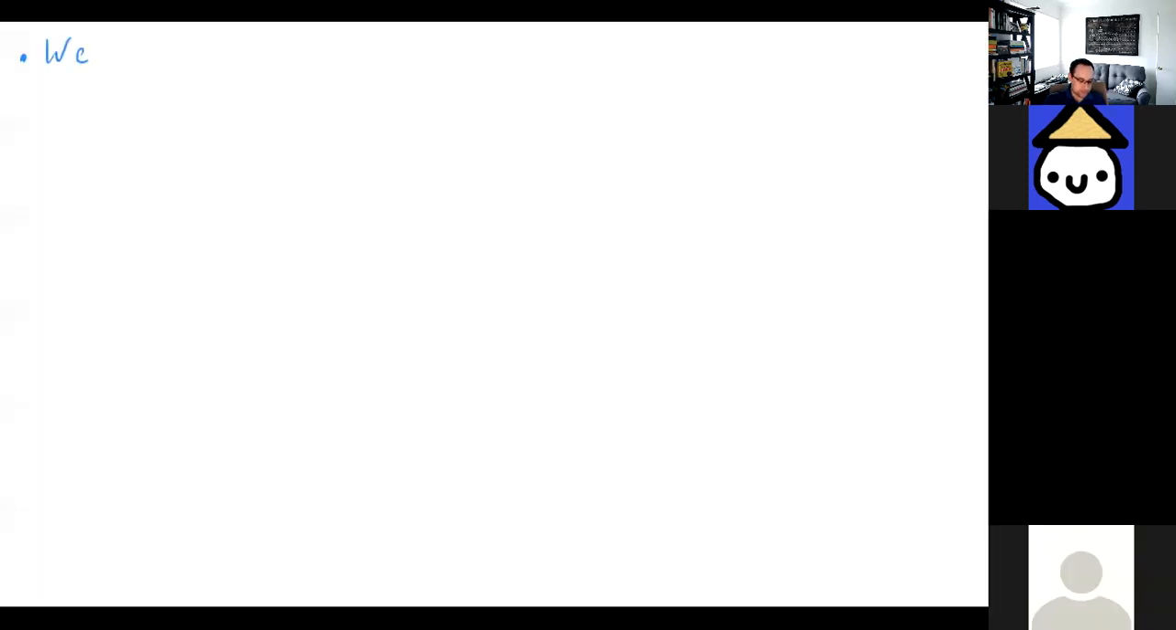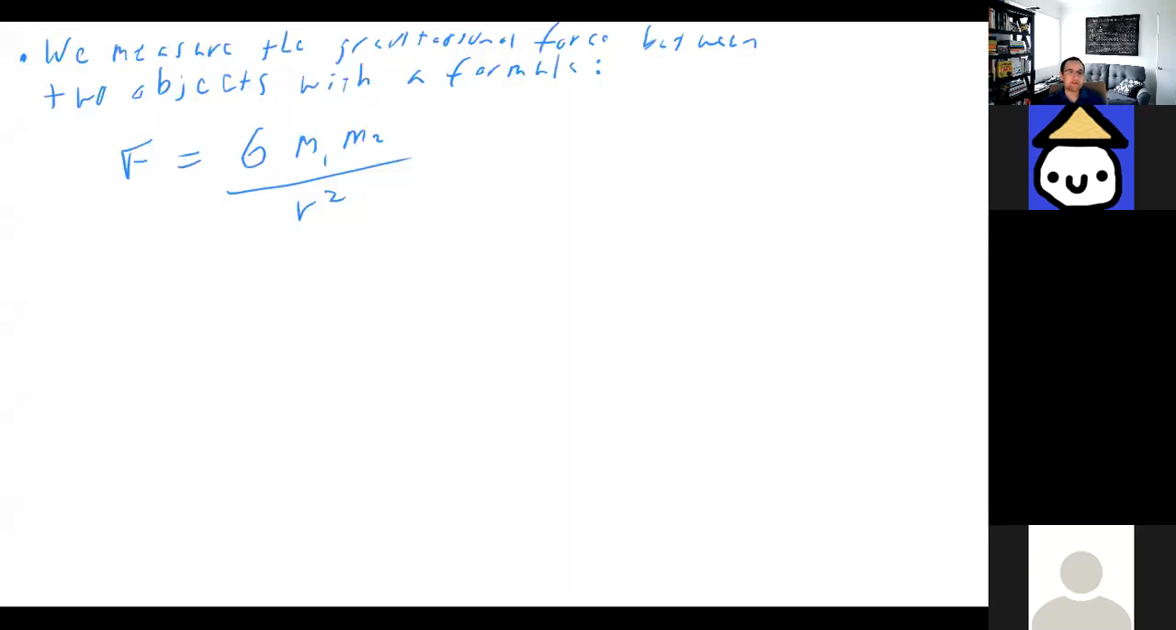So we measure the gravitational force between two objects with a formula. F equals G, big G, times M1 times M2 over R squared. Okay, and let me look at G M1 M2 over R squared.